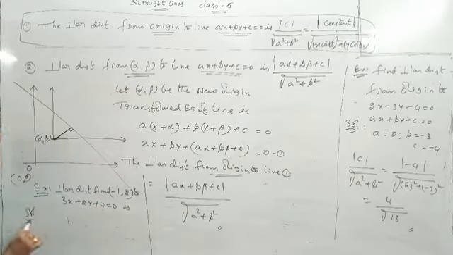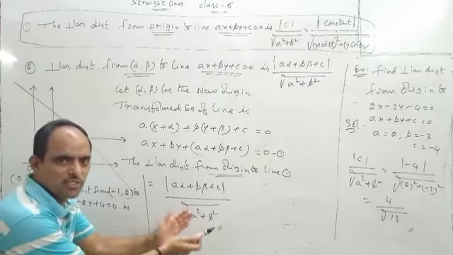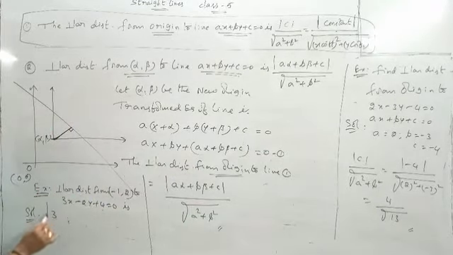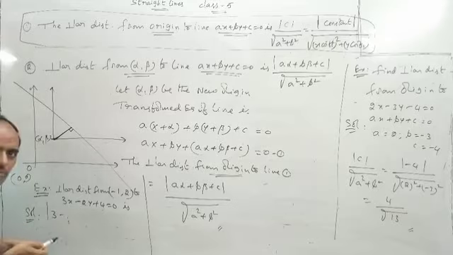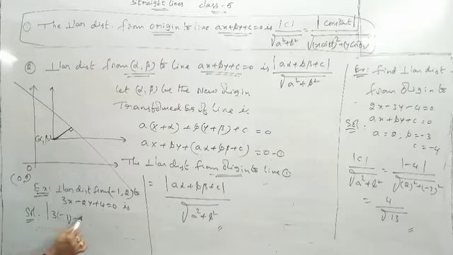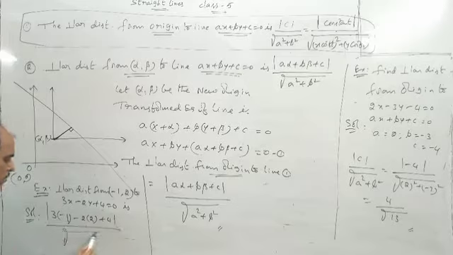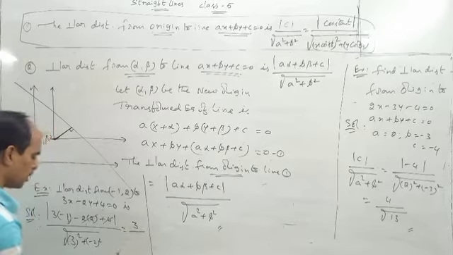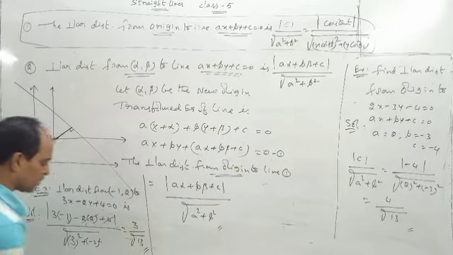So what about the solution? There is no necessity to remember this formula. Just replace the point in the equation, substitute the point here. Modulus of... why are we writing modulus? Distance is always positive. So 3 into -1 minus 2 into 2 plus 4 by root of x coefficient square plus y coefficient square. So this is -3 minus 4 plus 4, which cancel. So -3. Modulus of -3 means 3 by root of 13. That will be the answer.